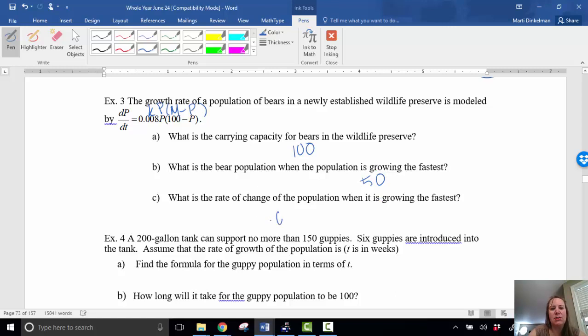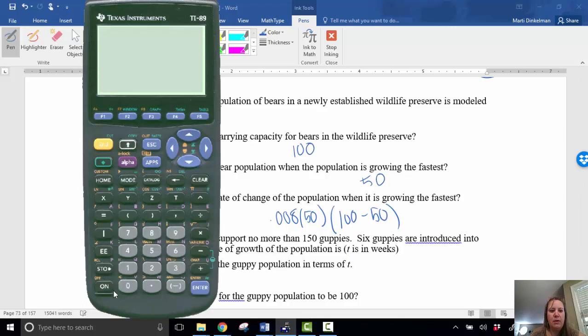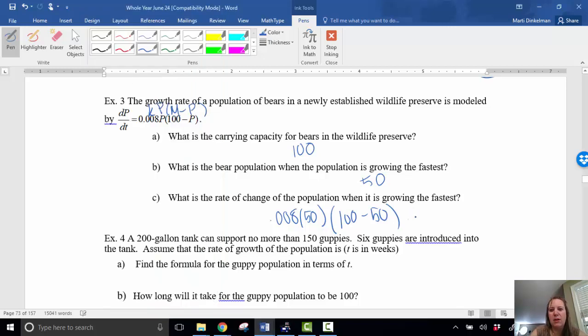So what they're really asking us to do is to go ahead and plug in that population. So that times 50, and then 100 minus 50 is what they want us to calculate. So let's go ahead and do that. So I'm just going to do 50 squared there. So it's going to be 20. So it's growing, let's see, what is this about? Bears, it's growing at 20 bears per, they didn't really give us a time period there. So 20 bears per whatever they were measuring.